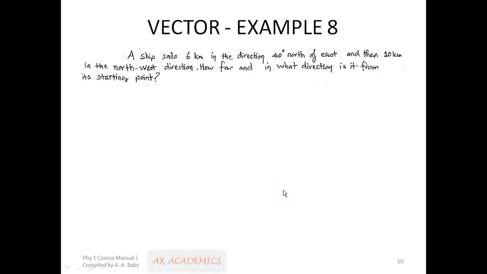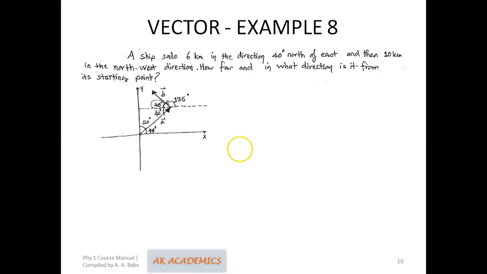Example 8. A ship sails 6 kilometers in the direction 40 degrees north of east and then 10 kilometers in the northwest direction. How far and in what direction is it from the starting point? So the first thing you want to do is to try to represent this question in the XY plane.